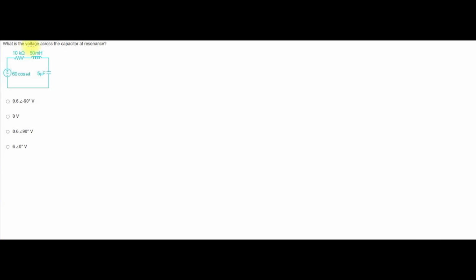In this question, they have asked for the voltage across the capacitor. You know that this is a series form: R is available, L is available, C is available. R, L, C are all in series. For this, omega naught is equal to 1 divided by root of LC. I hope you know this formula.